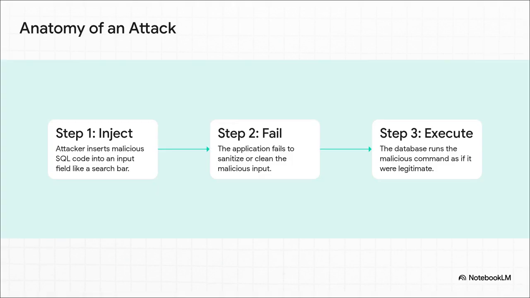Okay, so how does an attack like this actually go down? Well, it's a shockingly simple but totally devastating three-step process. First, the attacker shoves their malicious code into a totally normal-looking form. Second, and this is the key, this is where everything goes wrong, the application completely fails to sanitize that input. It doesn't clean out the dangerous bits. Finally, that malicious command gets passed right along to the database, which just runs it, no questions asked.